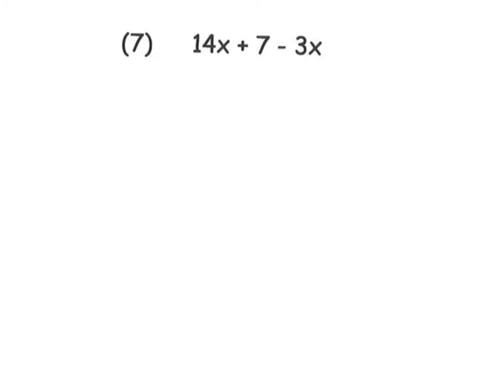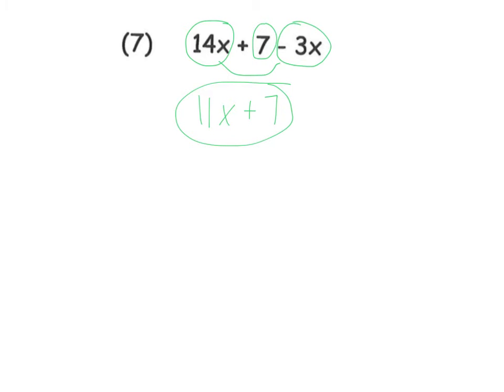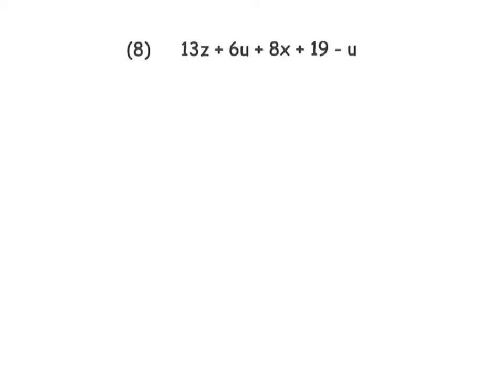On number 7, my terms are 14x, 7, and negative 3x. 14x combined with negative 3x is the same as 14 minus 3, which is 11x. And then I just have my positive 7, 11x plus 7.